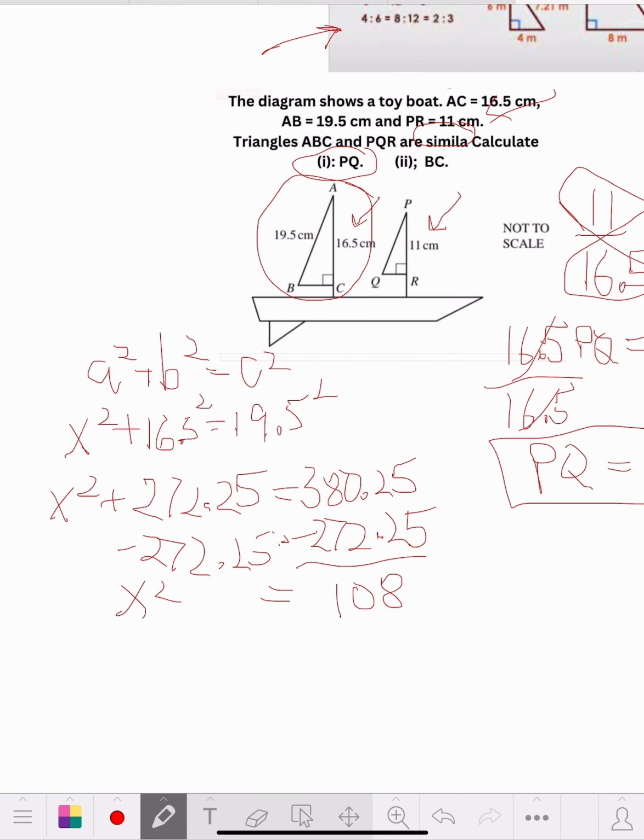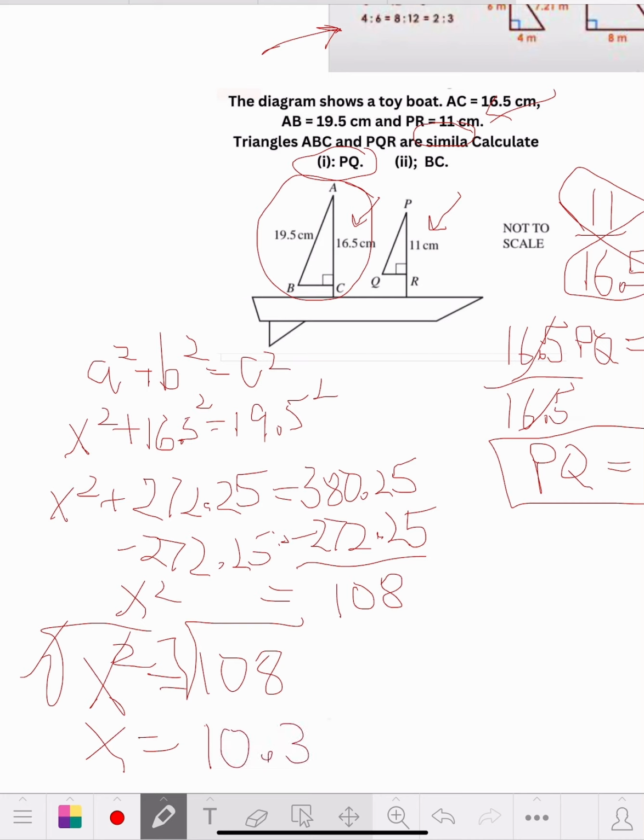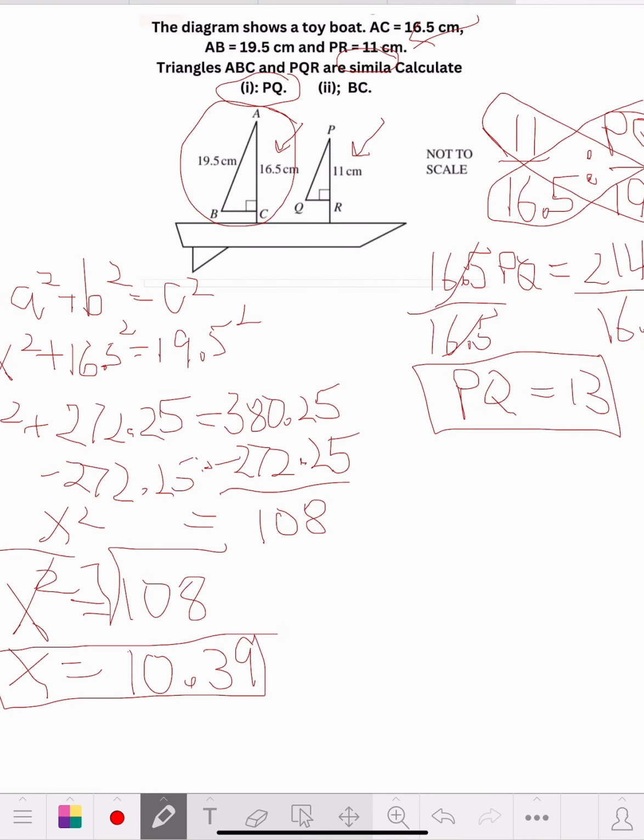We still have to get the x by itself. So how do we do that? We take the square root. What's the opposite of x squared? It's the square root. So x squared equals 108, and we take the square root of this and the square root of this. These two cancel each other out, so we get x equals 10.39. I used the calculator. Round that off, that's my answer. So my two answers are PQ equals 13 and x equals 10.39, and I solved them both. Circle that, and we say we solved everything.